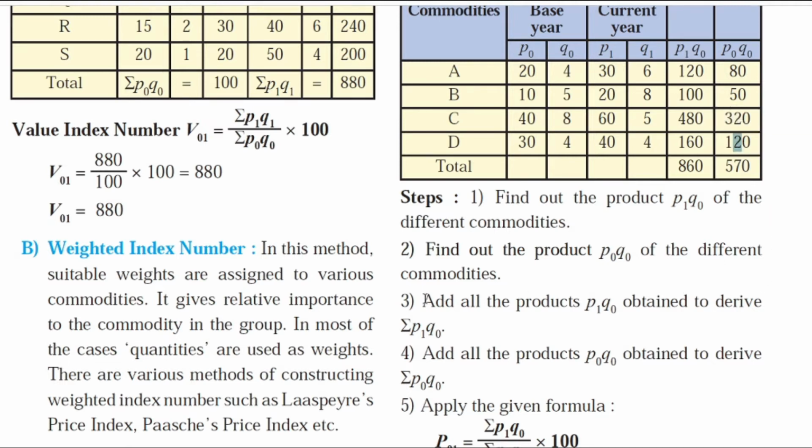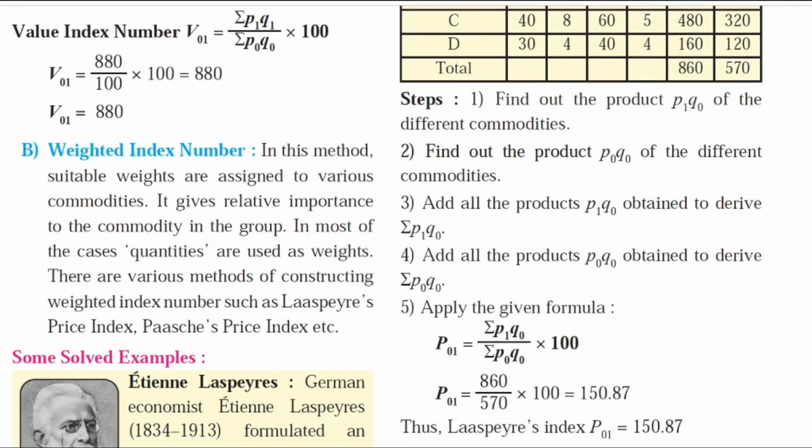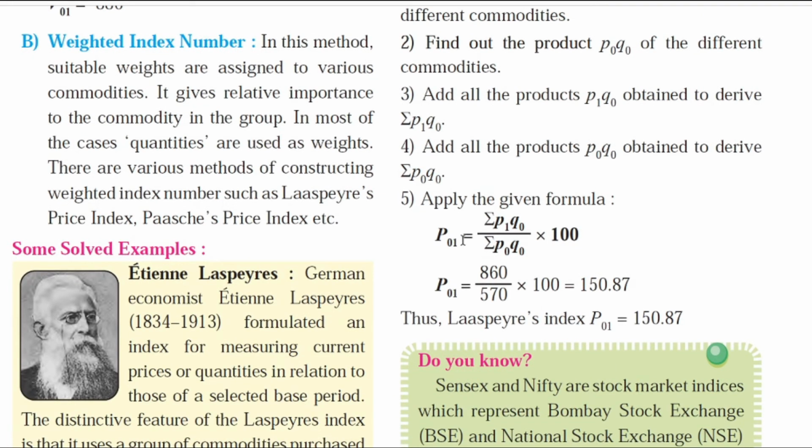What we'll do further is step number 3: add all the products of P1Q0 obtained to derive summation P1Q0. So basically the total of all these commodities will come over here, that is 860. Similarly over here summation P0Q0 is 570. Now we can easily put the summations, that is the totals, in the formula. So price index according to Laspeyres method is summation P1Q0 upon summation P0Q0 into 100, 860 divided by 570 into 100, and we'll get the price index as 150.87. So in this way, my dear students, the technique is very simple.